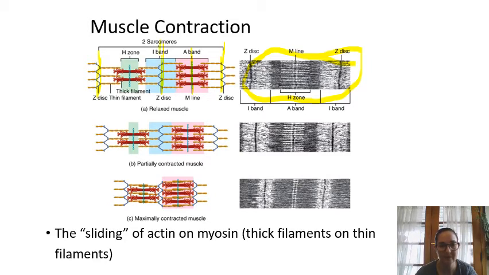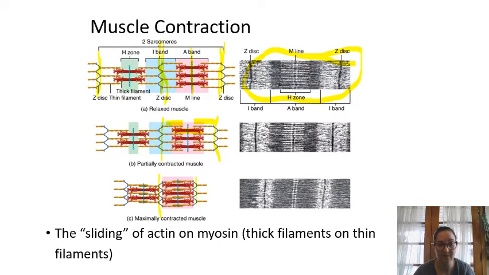So here we can see if a Z line is here and a Z line is here, we are totally relaxed. So this muscle is completely stretched out. It's not contracted at all. Here, we'll focus on just the right-hand side of this image. Here, the Z lines are getting a little bit closer together. So as we pull those Z lines a little bit closer together, we can see the actin, the yellow stringy things here, is sort of overlapping a little bit more with the myosin, and our overall sarcomere is getting shorter. This one down here is fully contracted.